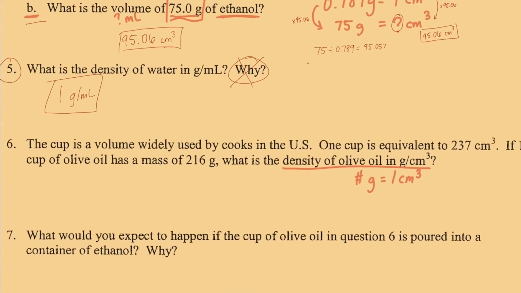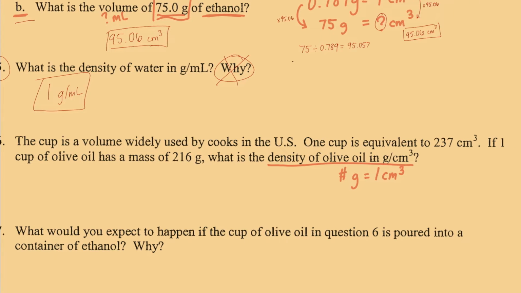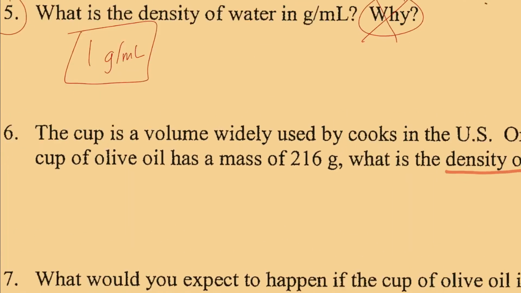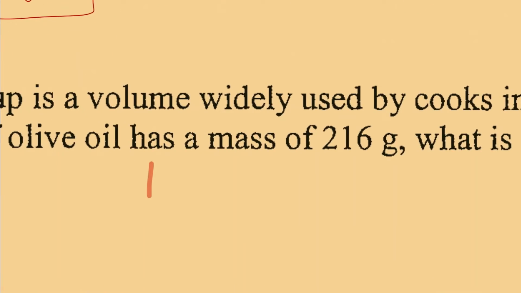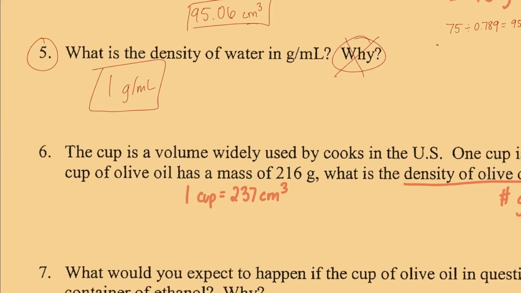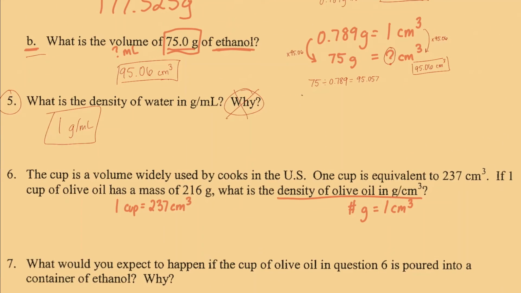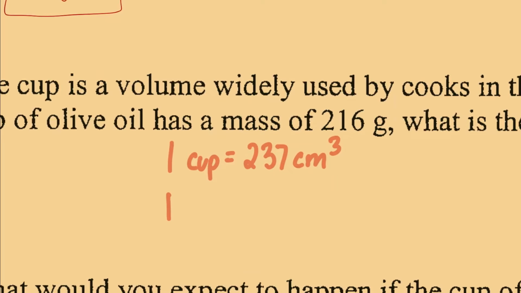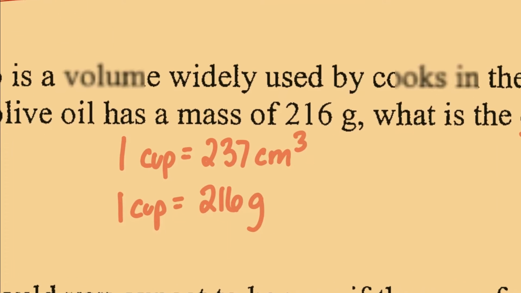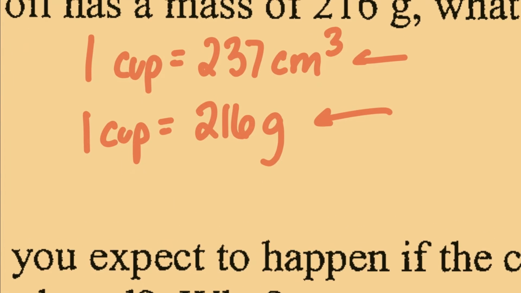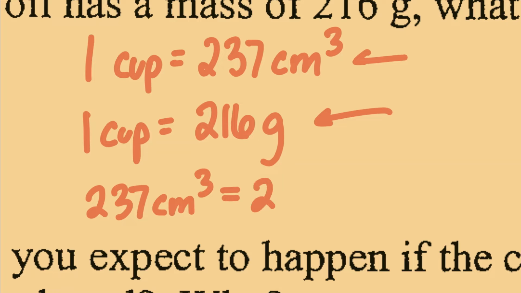Okay, well, now let's look at the information that they give us here. I know that 1 cup is equivalent to 237 cubic centimeters, so I'm going to write that like this. 1 cup equals 237 cubic centimeters. Okay, what else do we know? We also know that 1 cup of olive oil has a mass of 216 grams. So I know that for olive oil, 1 cup equals 216 grams. Okay, so I know 1 cup is equal to this many cubic centimeters and this many grams. So I can set those numbers equal to each other, right? I can say 237 cubic centimeters is equal to 216 grams.